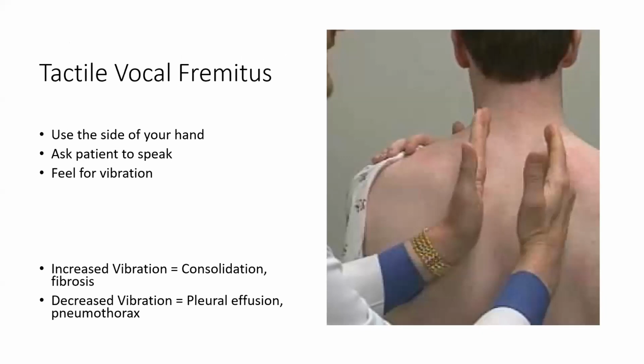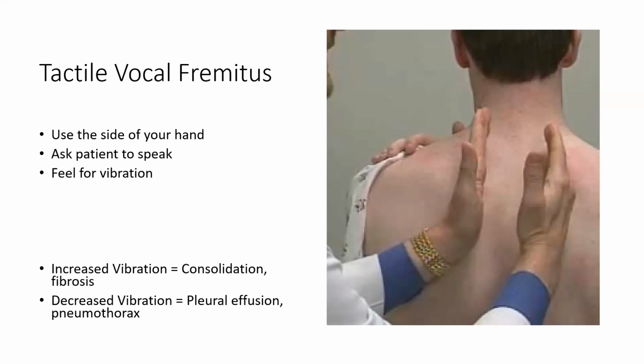Tactile vocal fremitus is another way that you could see if there's increased material in the lungs that shouldn't be there, so things like pneumonia. It's not really used so much clinically from what I've seen, but it's still a skill that you can learn. By placing the side of your hand on the patient's chest and asking them to speak, you should be able to feel vibration. If you do it on yourself, that should be the normal amount of vibration. But if you're feeling increased vibration, that could be a sign of pneumonia.